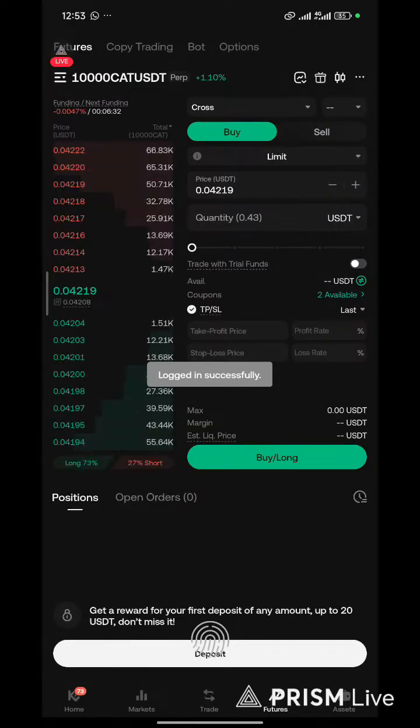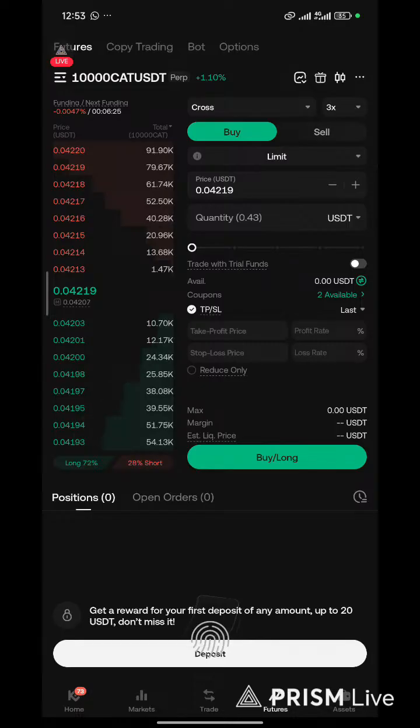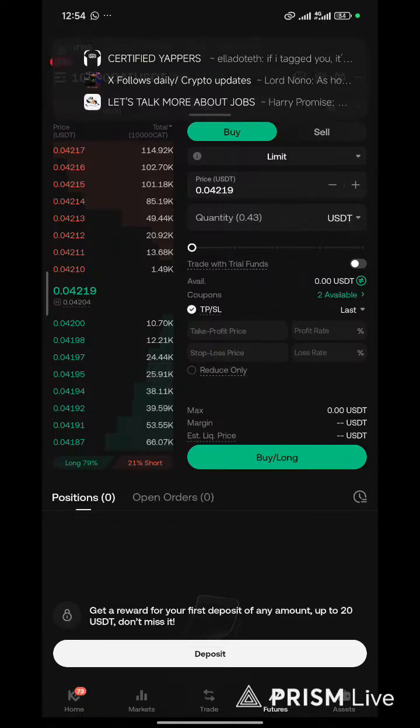Okay, I want to do live trading on 10,000 CAD USDT perpetual on futures, right? That's what we are going to do today. We are going to do 2,000. I want to do analysis here together with you, and you see how it goes, right?